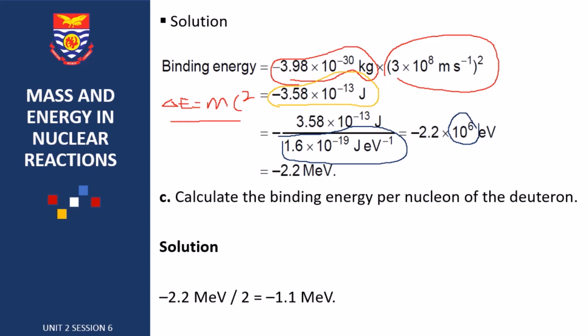The question C says that we should calculate the binding energy per nucleon of the deuterium. Now, to solve this problem, we know that the deuterium has 2 nucleons. So the binding energy per nucleon is given by the binding energy divided by 2. So we divide the binding energy we have calculated by 2, and by dividing it by 2, it will give us negative 1.1 mega electrovolts. So that is the binding energy for each nucleon.